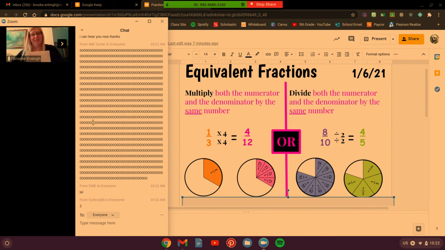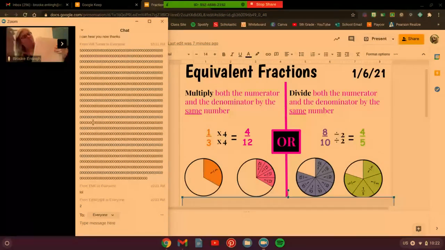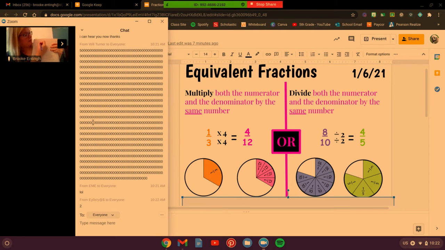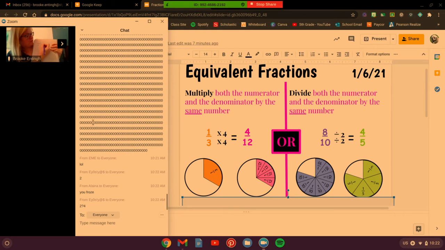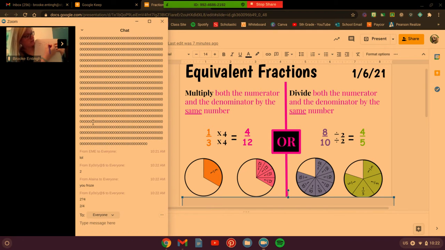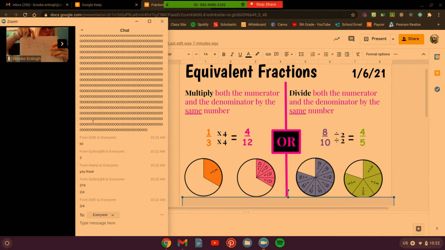So for example, if I were to take 1/2 and multiply the top and the bottom by 2, I would just go 1 times 2 is 2. 2 times 2 is 4. And 2/4 is an equivalent fraction to 1/2.